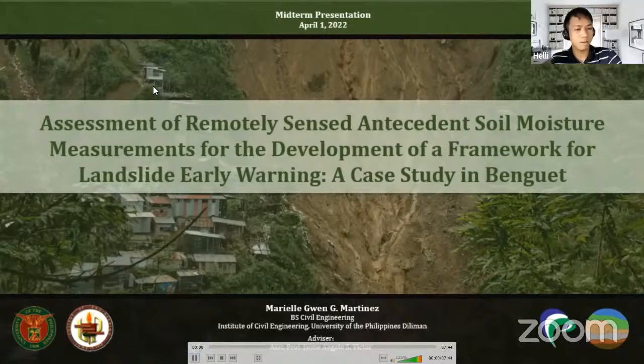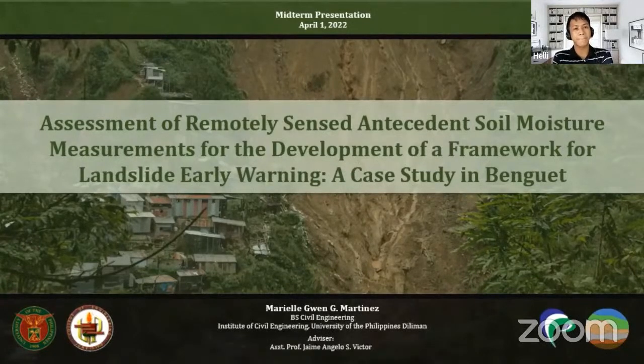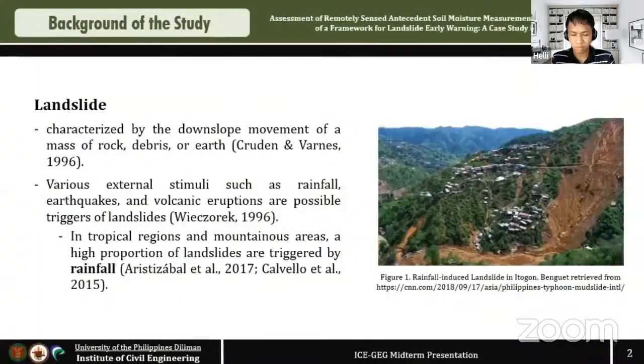Good day. I am Mariel Martinez, and my topic is the assessment of remotely sensed antecedent soil moisture measurements for the development of a framework for landslide early warning, a case study in Benguet. My advisor is Assistant Professor Jaime Angelo Victor. Landslide is a geological hazard that is generally characterized by the downslope movement of a mass of rock, debris, or earth under the influence of gravity.